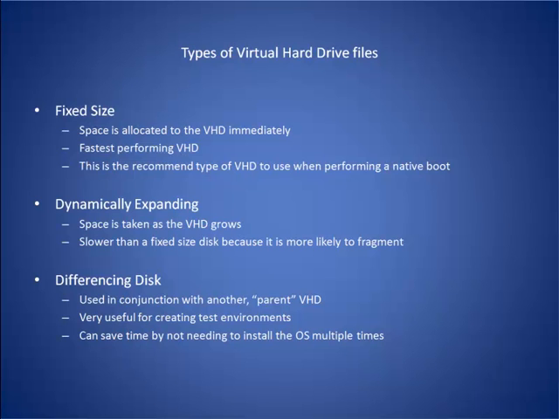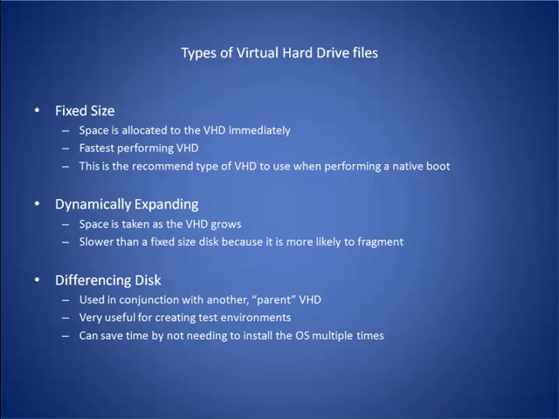Now, the types of virtual hard drive files that are available to install your operating system into. The first one is by far the most common and recommended to use, which is just a fixed size VHD. What this means is when I create the VHD, it allocates the space that I specify in terms of the size of the VHD immediately on the physical hard drive. So if I create a 30 gig VHD, 30 gigs of space is immediately taken on my physical drive, and I've got, for all intents and purposes, one nice contiguous block of data on that hard drive.